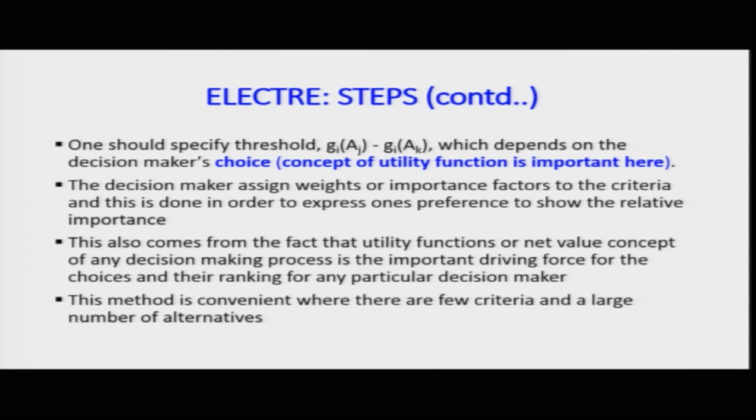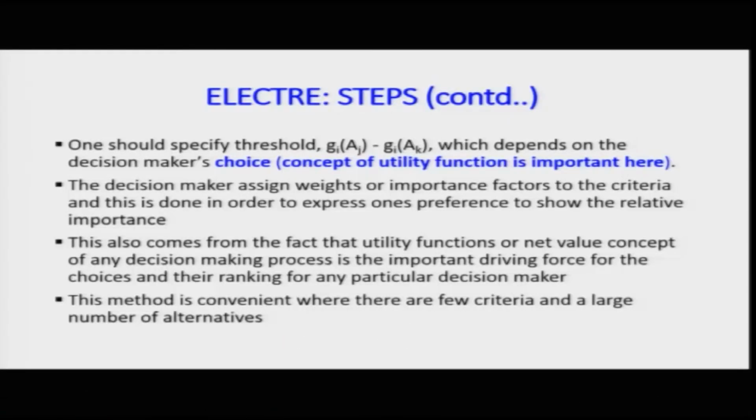This also comes from the fact of outranking, liking and disliking, that the utility function or net value concept of any decision maker or decision making process is an important driving force for the choices, and their ranking for any particular decision maker would also always hold, because the decision maker is trying to utilize the concept of ranking of liking and disliking in such a sense that he or she will give some positive and negative points to this outranking method of liking and disliking and then take the decision.